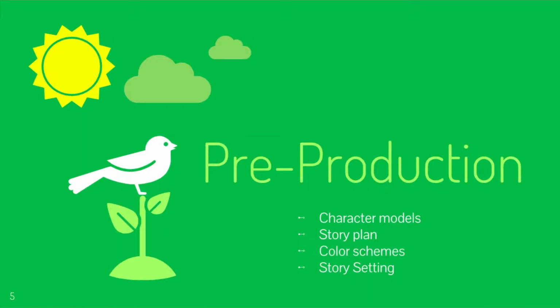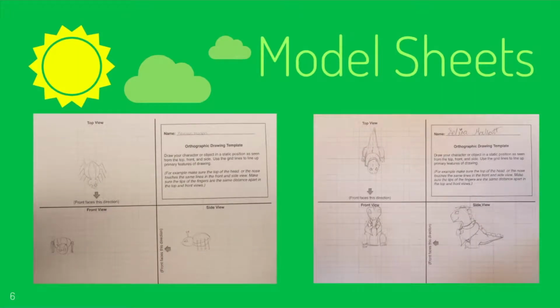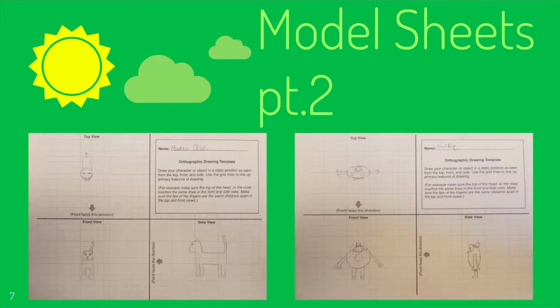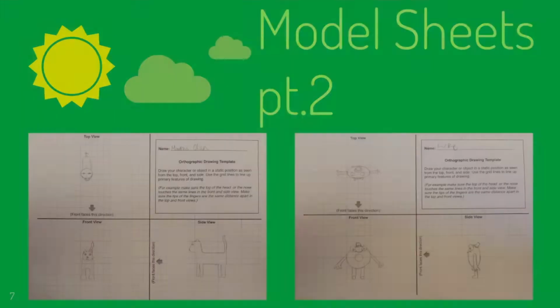In our pre-production phase, we included character models, a story plan, color schemes, and the story setting. So here's an example model sheet. This is the spider, Ida, and this is Serafina, the dinosaur. Percy, the dinosaur. Oh, this is Percy, the dinosaur. This is Serafina, the cat, who was later changed into a unicorn, and Requise, the Cheerio, who is our narrator.